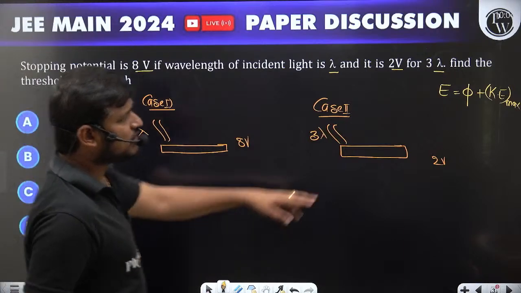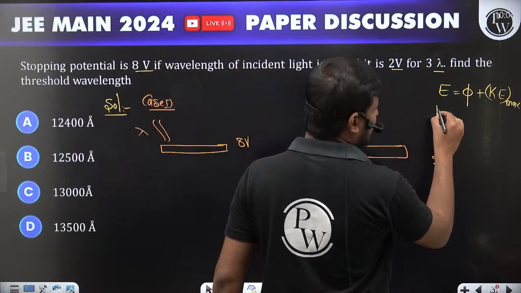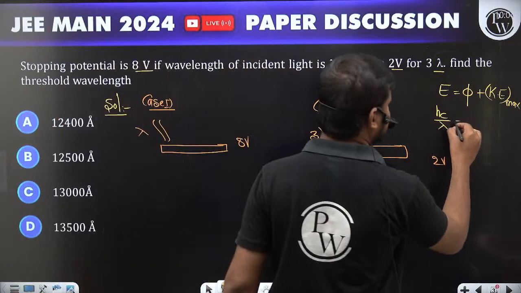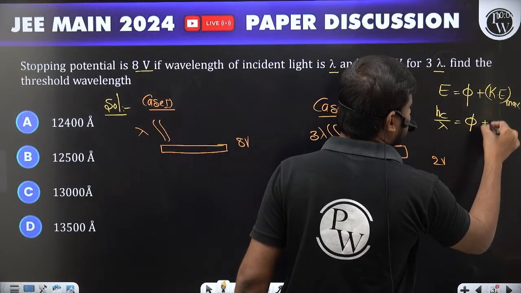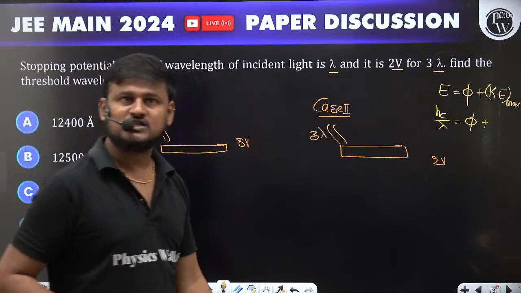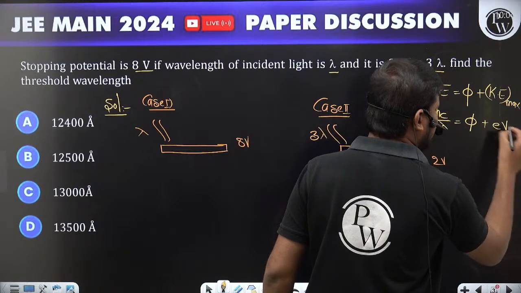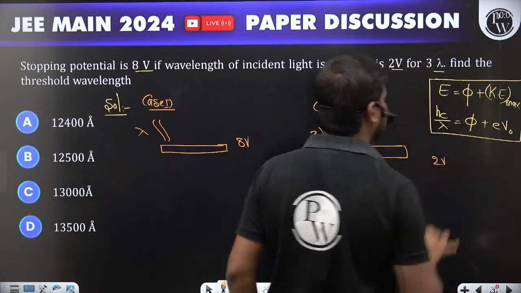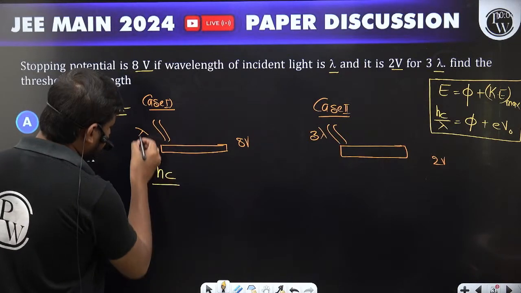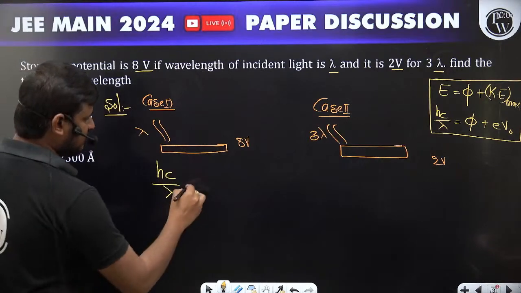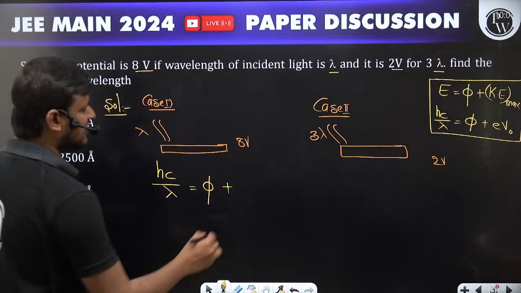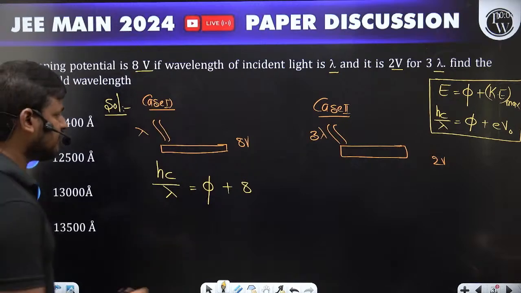In place of E I can write hc by lambda, because they gave the incident wavelength. hc by lambda is equal to phi plus KE max. In place of KE max I'll write in terms of stopping potential, eV naught, because they gave the stopping potential. If you remember this basic equation, this question is pretty easy. For the first case: hc by lambda, the incident wavelength, is equal to phi plus 8, since the stopping potential is 8 volts. Let it be equation number 1.